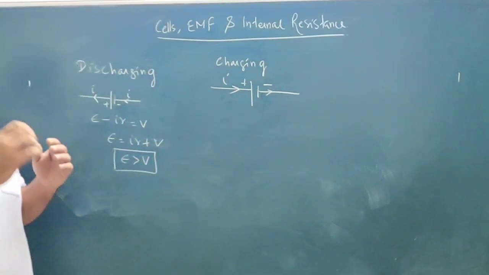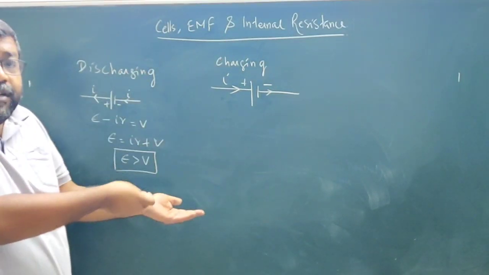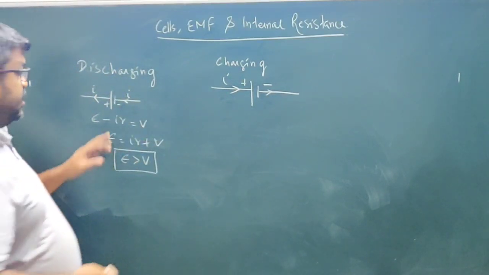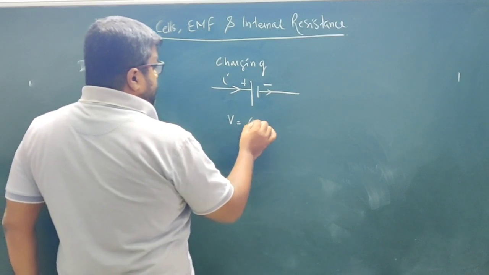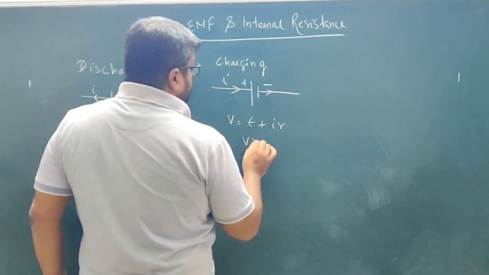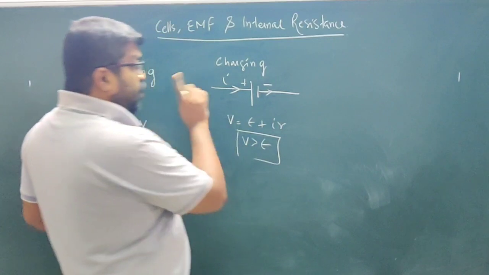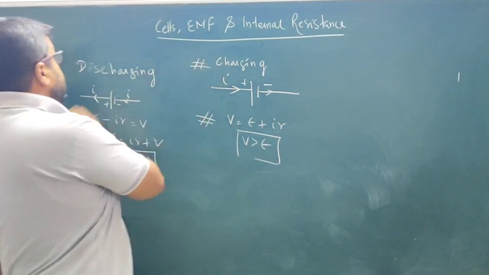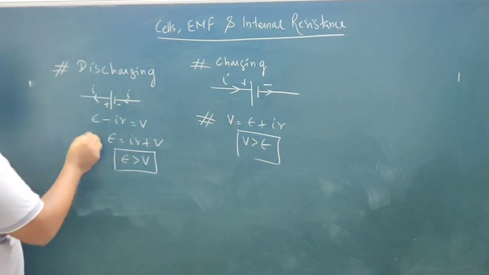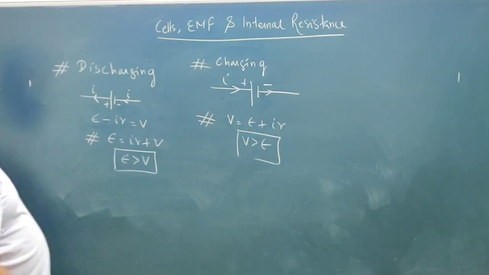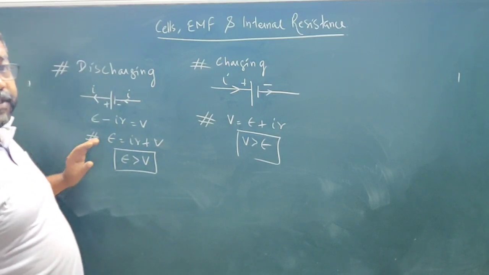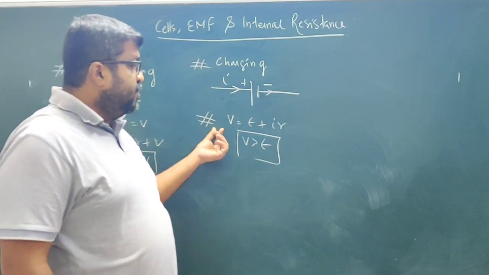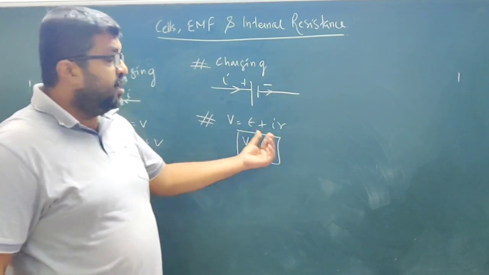Now this is possible only when the external potential is greater than the EMF of the cell. So in this case, this relation will become reversed. It will become V is equal to E plus IR. V will be greater than E. So for charging, we have to use this equation, and for discharging, the other one. For discharging, EMF is greater than terminal potential difference. During charging, terminal potential difference is greater than EMF.